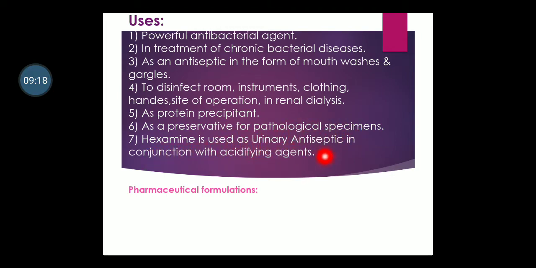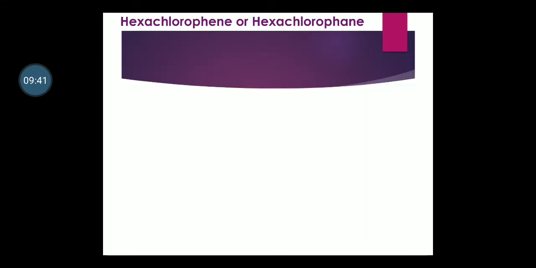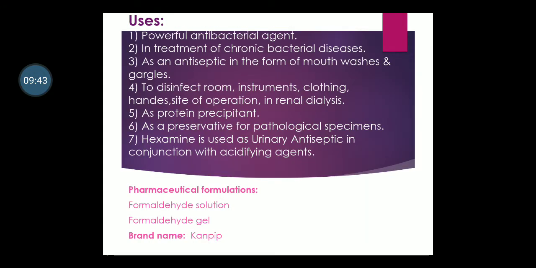Hexamine is used as a urinary antiseptic, as we already discussed, in combination with an acidifying agent. Normally we use ammonium chloride injections as the acidifying agent to make the urine acidic, so that hexamine can release formaldehyde when the urine becomes acidic, and that acts as an antiseptic. Pharmaceutical formulations: formaldehyde solution, gel, and the popular brand Canapib.